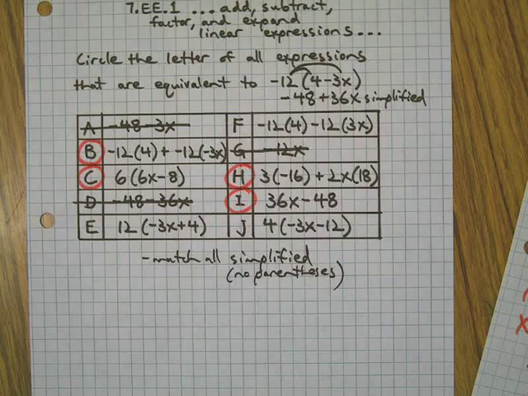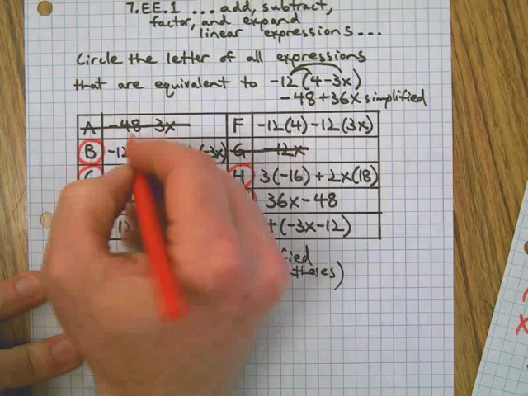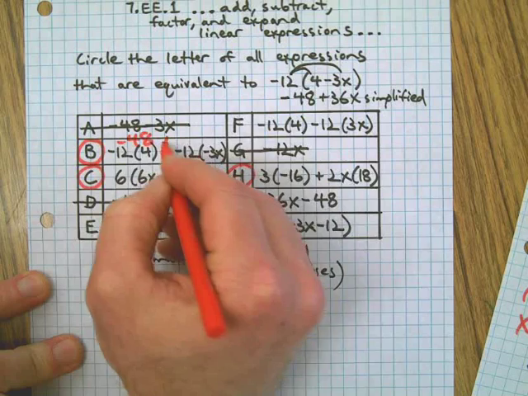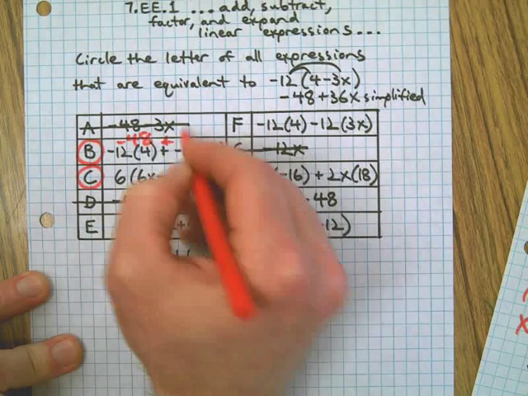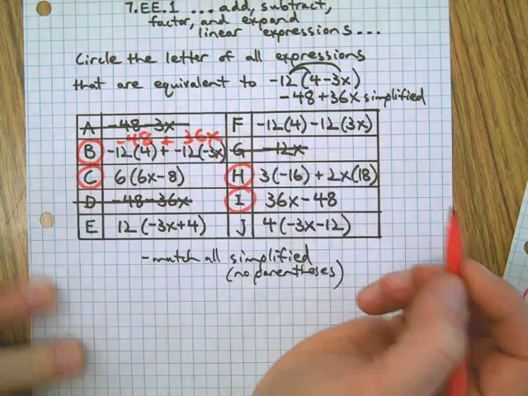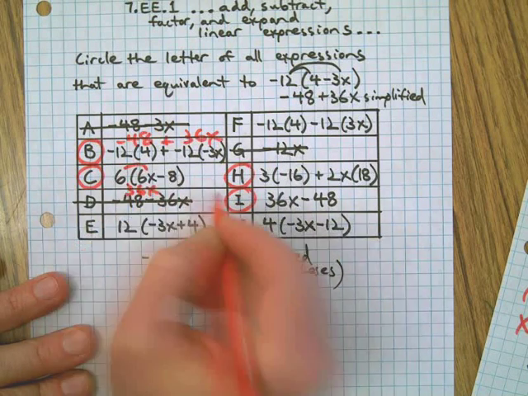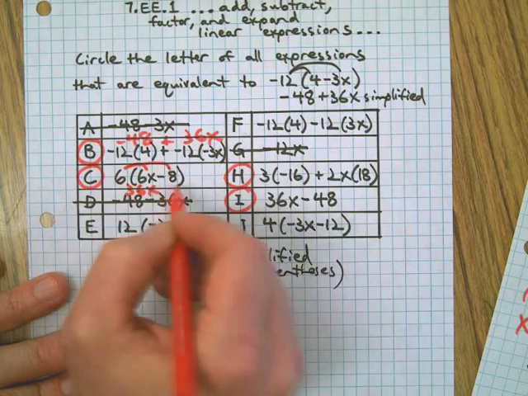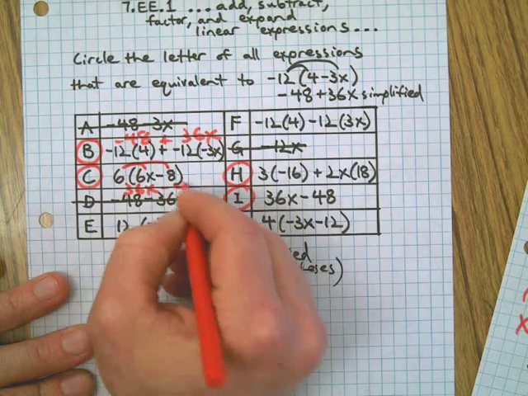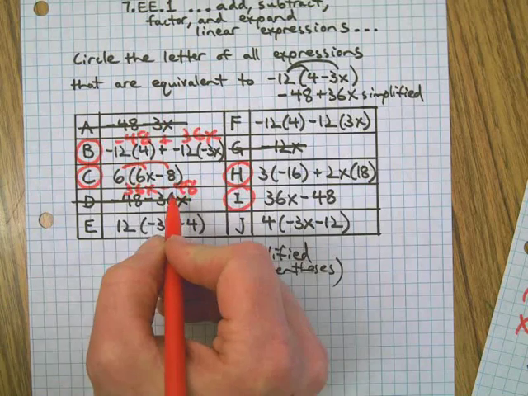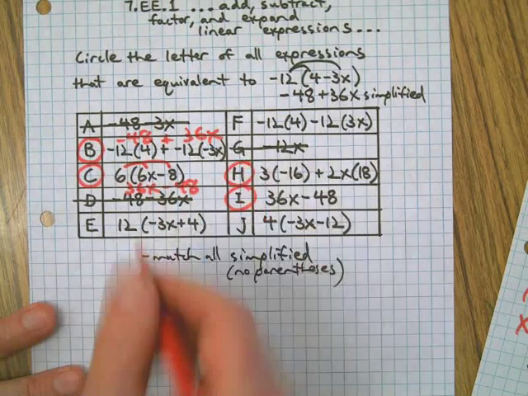Now let's look at B. B, if I multiply these two together, my product is negative 48, and this product is positive 36x. That's why that's a match. Here I'm going to distribute the 6 to both of the terms inside the parentheses. And even though these are in a different order, they match, okay? Order does not matter as long as the parentheses are gone.